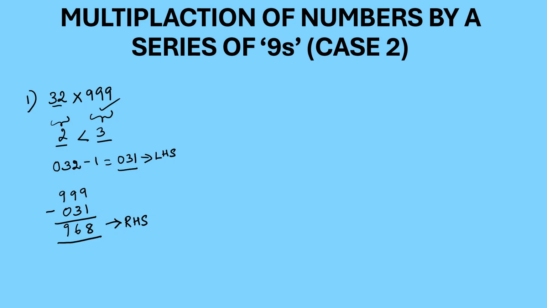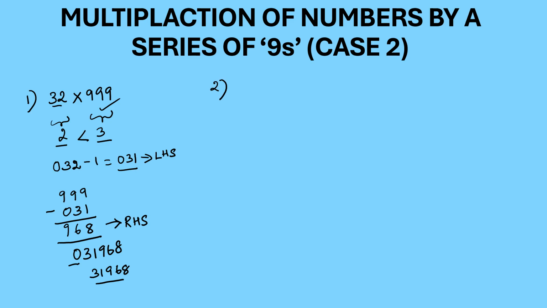When you combine the LHS and RHS, you get 031968, which is the answer to 32 times 999. When you write the final solution, you can discard the 0 at the beginning, since a 0 at the beginning of a number does not change the value of the number. So your final solution is 31968. Now let's try one more problem.